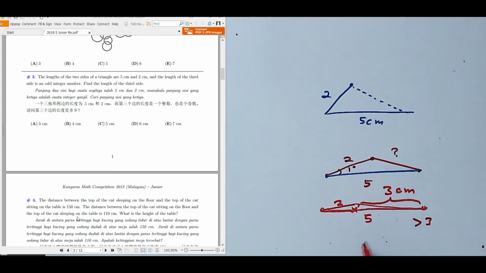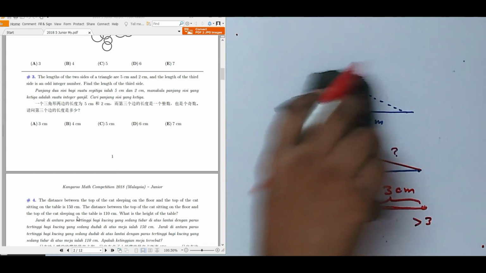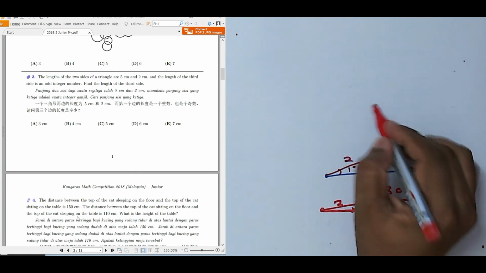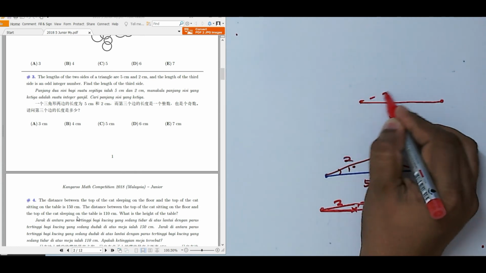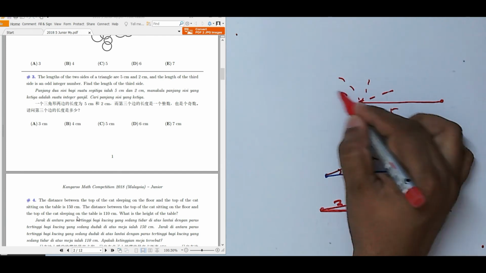Now we go to put it in this way. Let's say I draw again. Now the 5 is here. The 2 can be here, can be here, can be anywhere.